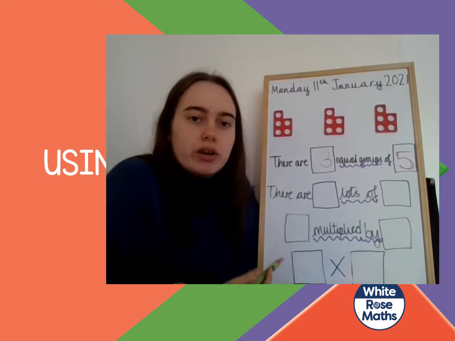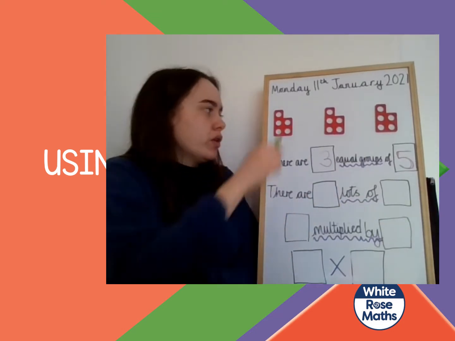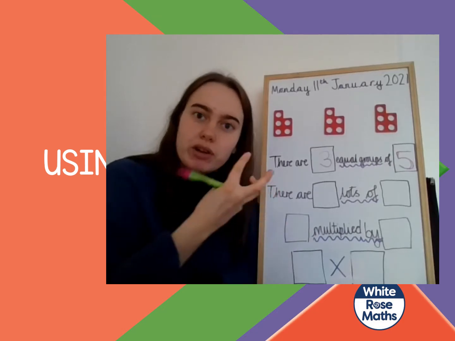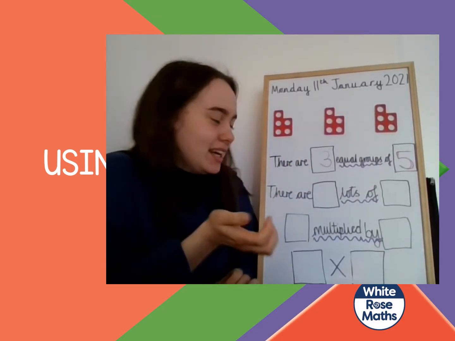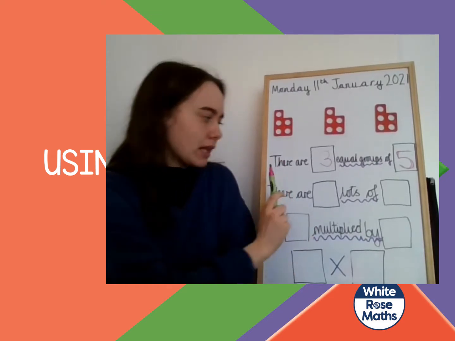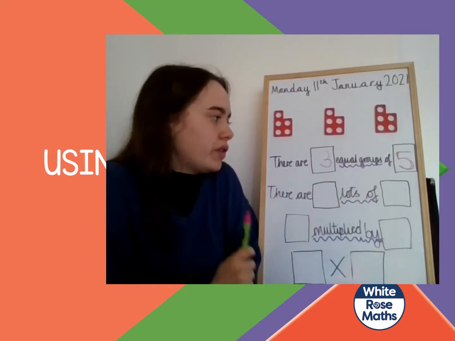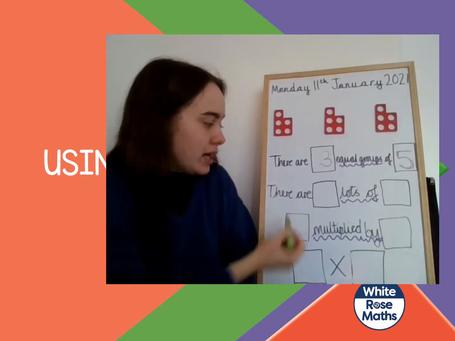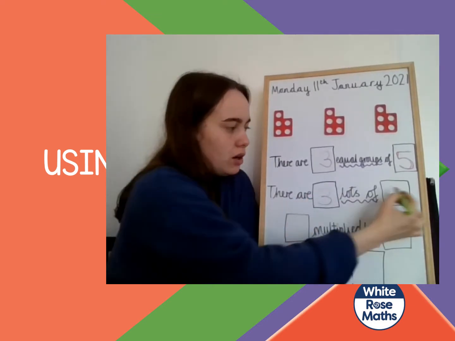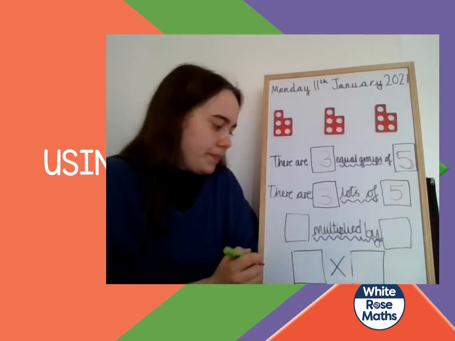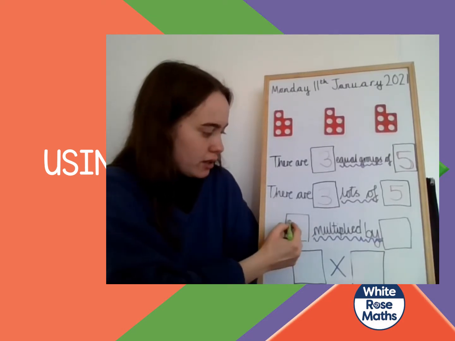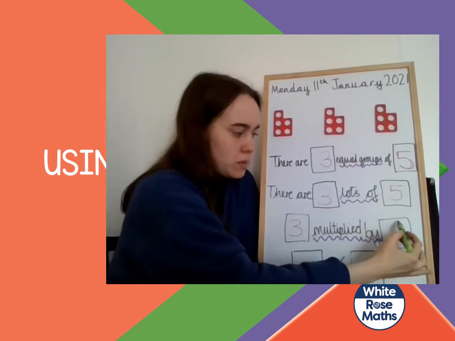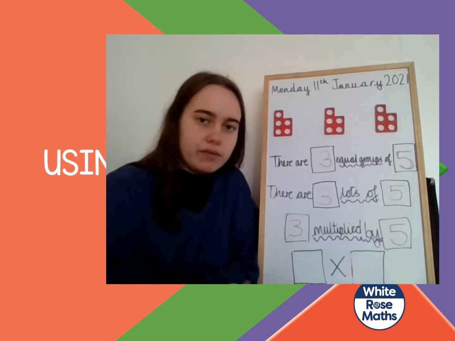So I've got 3 groups, and in my Numicon I've got 5 holes. So in my 3 groups, I've got 5 holes in each. Now, saying there are 3 equal groups of 5 is the same as saying there are 3 lots of 5. That is also the same as saying 3 multiplied by 5.